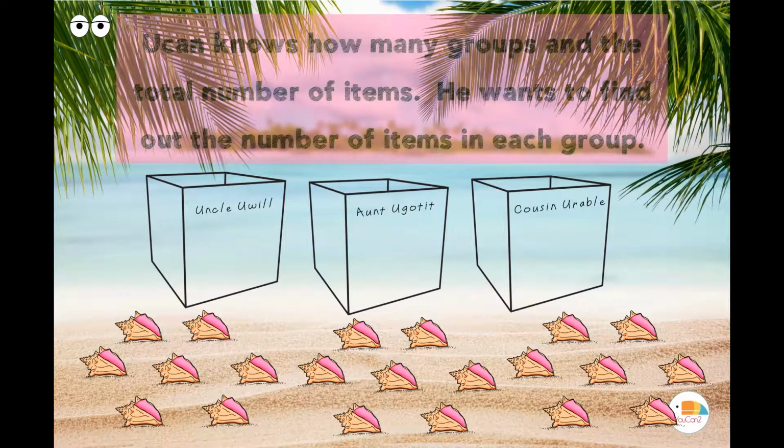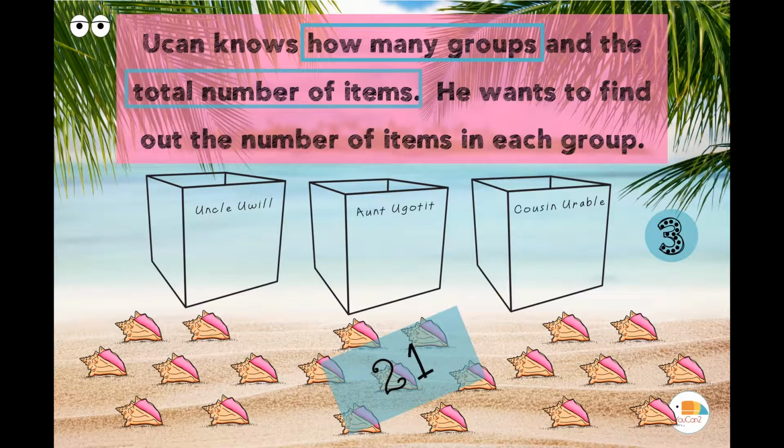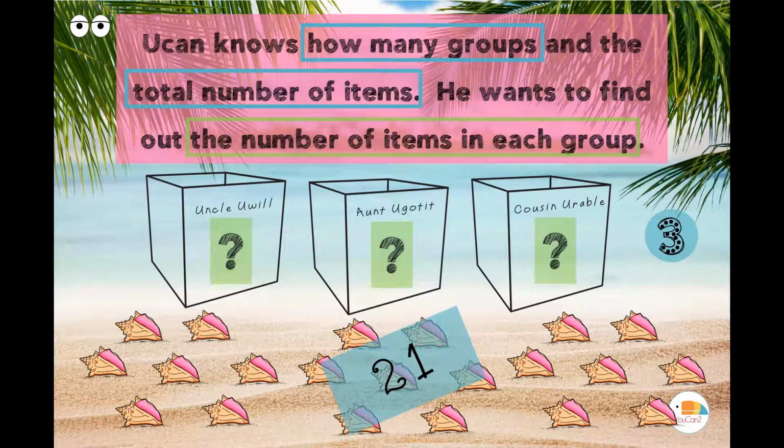Oh, but you have a problem. You know how many groups. There's 3. And you know the total number of items. There's 21 seashells. But you want to find out how many items are going to be in each group.